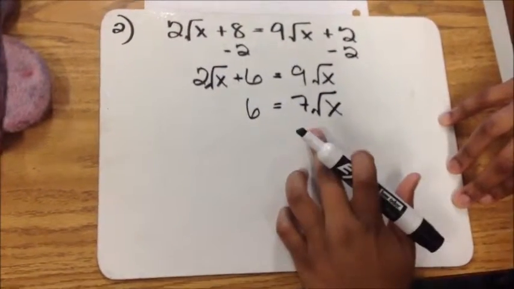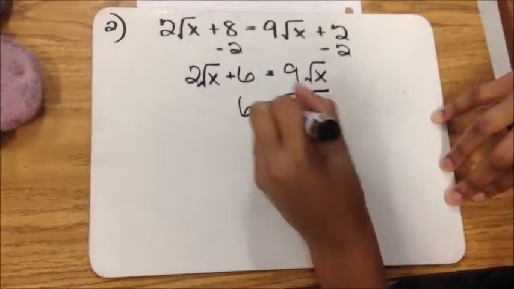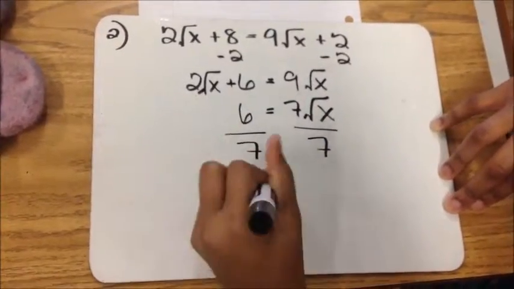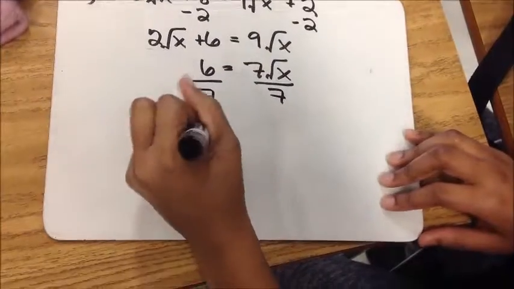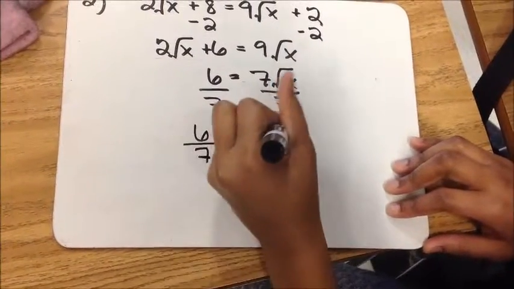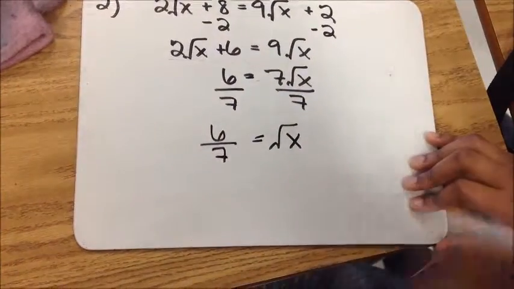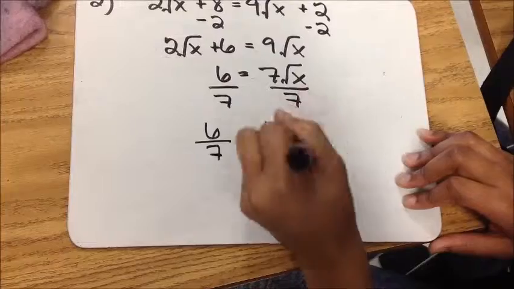Third step, divide by 7 on both sides. That will give you 6 sevenths equals square root of x. Then, you'll square both sides.